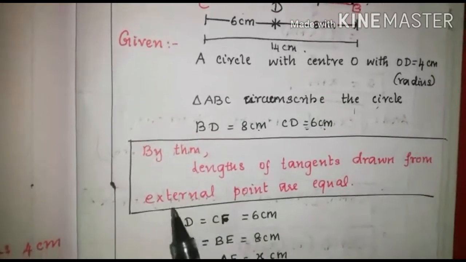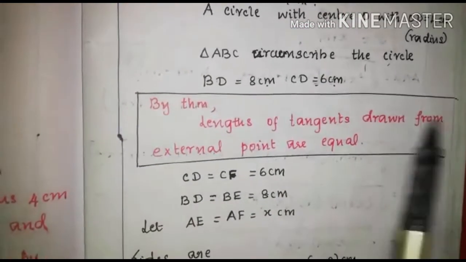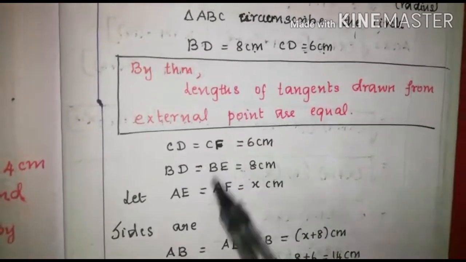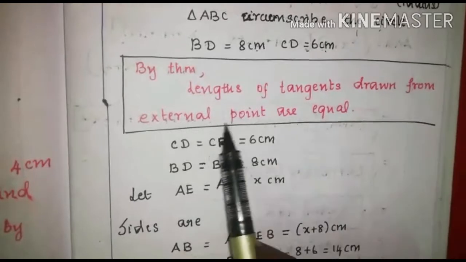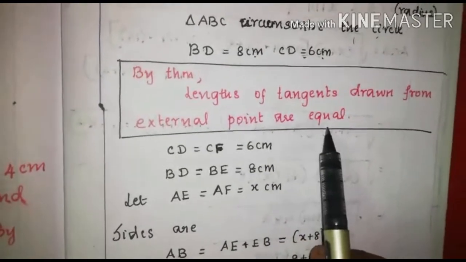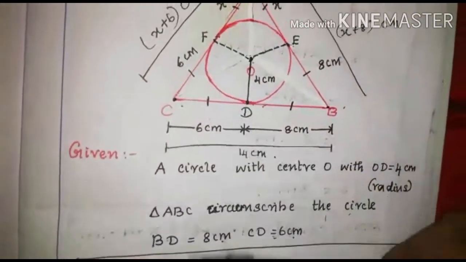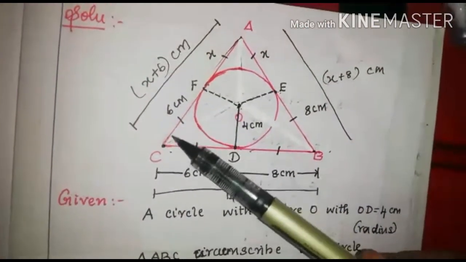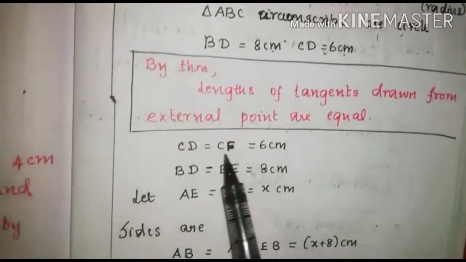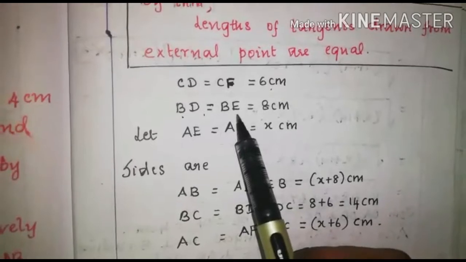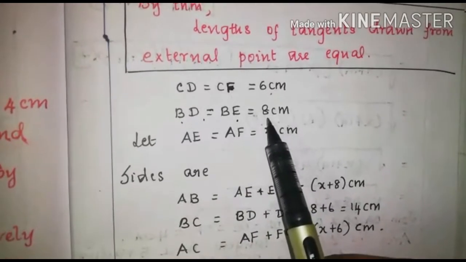Now by using the theorem, highlight it in a box always. When you mention a theorem you can highlight it in a box. So the length of the tangents drawn from the external points are equal. So by using the theorem we say that CD, just now I named it, that is what is written here, CD is equal to CF, that is equal to 6 centimeter. Likewise BD is equal to BE, that is equal to 8 centimeter.